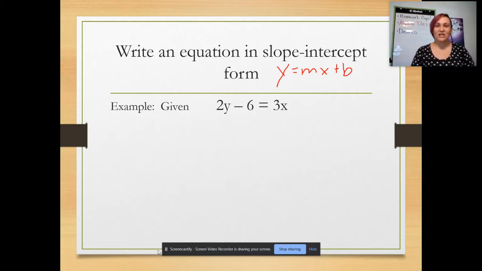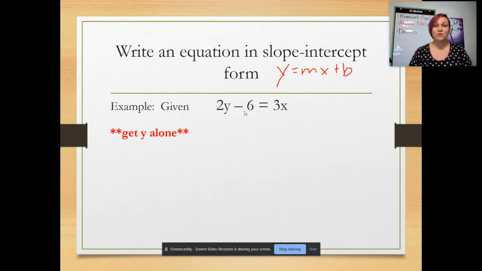When you're changing an equation into slope-intercept form, your goal is to get the letter y to be all by itself. So you want to move any numbers, any symbols that are on the side of the equation where the y is, you want to move them to the other side. In this problem, with my letter y, I have a number 2 that's being multiplied, and I have a number 6 that's being subtracted. So I'll need to take both of those and move them to the other side.